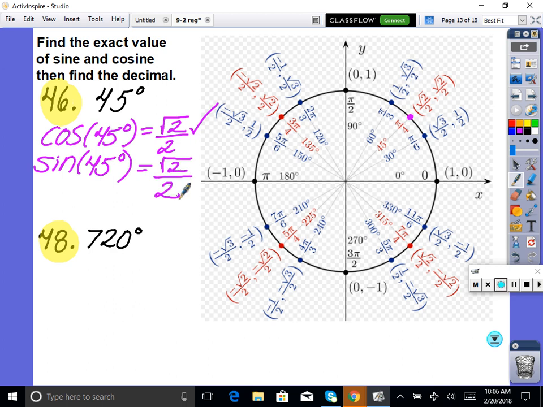Okay, 720. Well, that is on my unit circle, but the question is where? So I'm going to find the coterminal angle, so it's easy for me to just see really quickly. So I'm going to subtract 360. What's that?